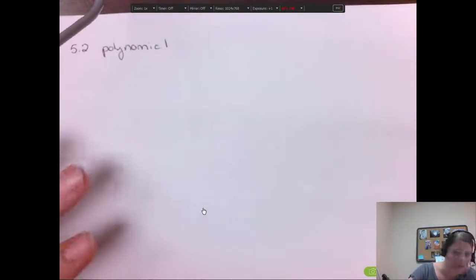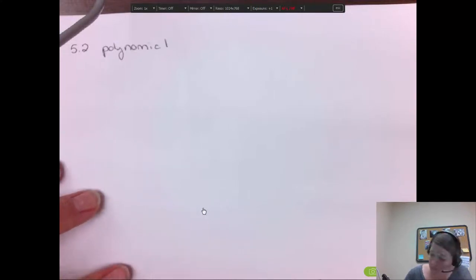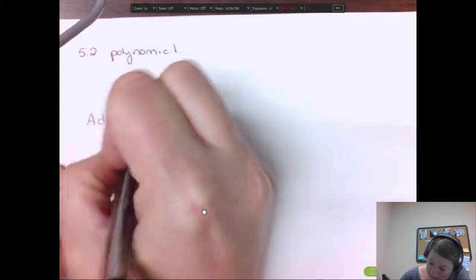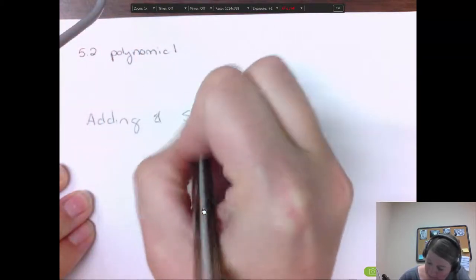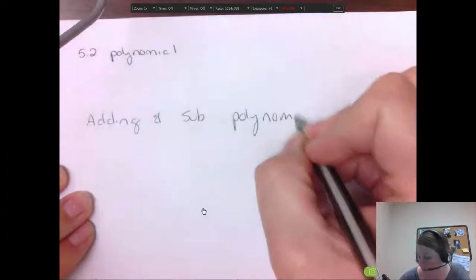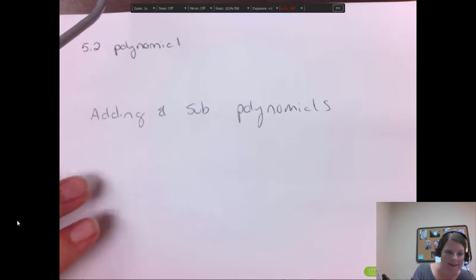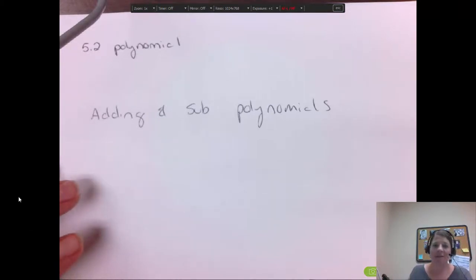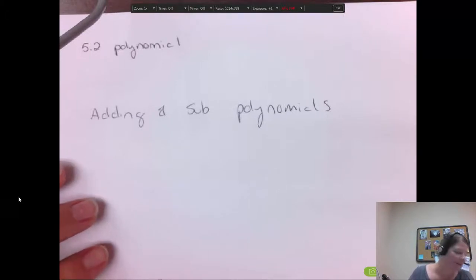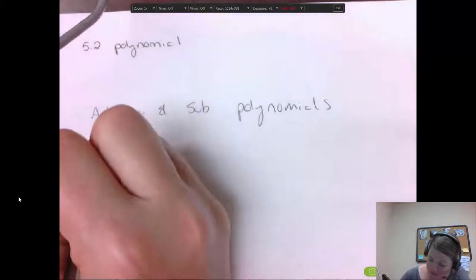Okay, so let's look at adding and subtracting, which is the main part of this section. Adding and subtracting polynomials. You've been doing this for a long time. This idea starts in about grade 6 and works its way up to getting harder and harder as you get through the high school classes and then the college classes. So let's look at my first example.